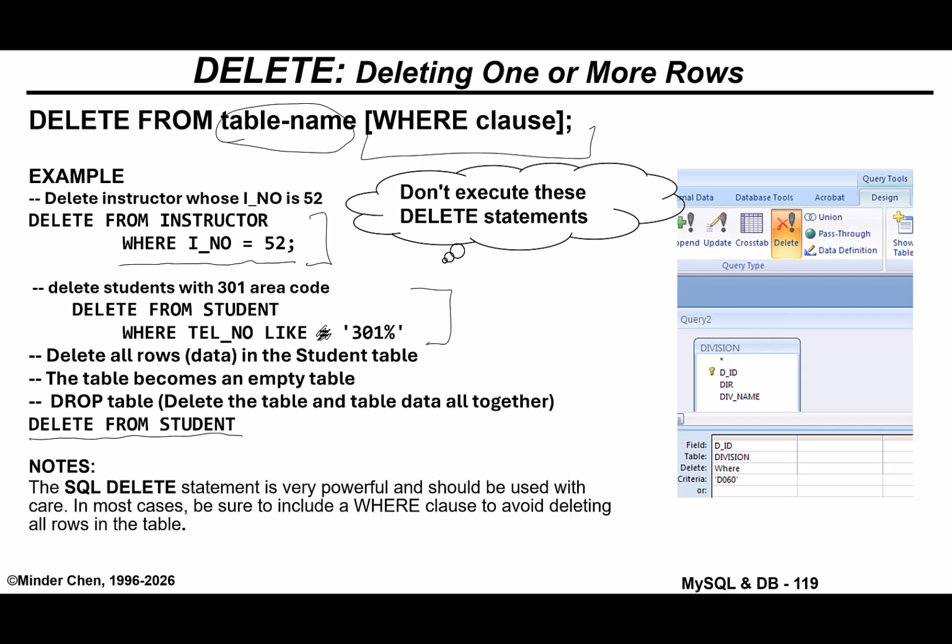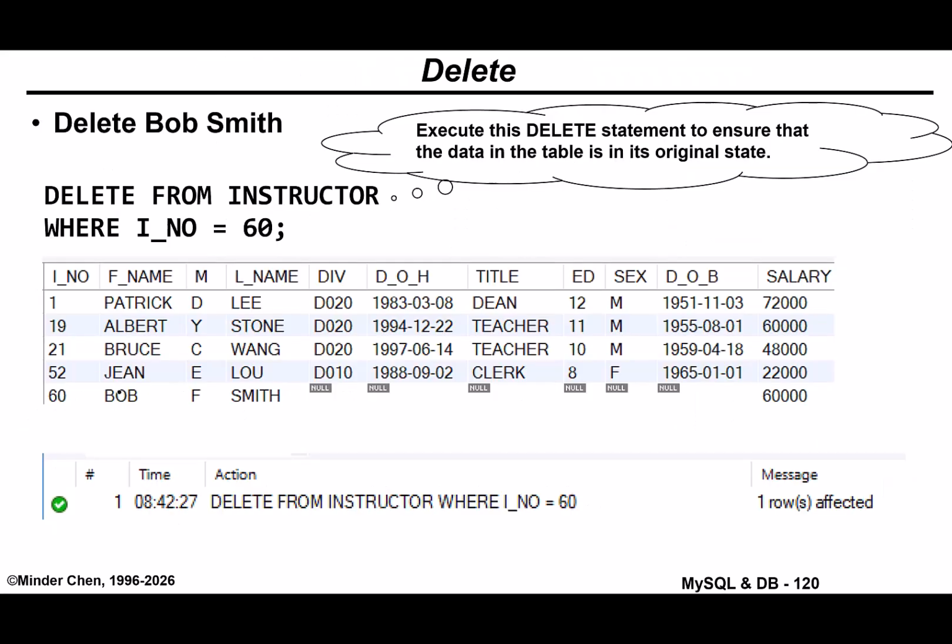When you delete from the student table, you're not deleting the table, you just delete all the rows in the table. The student table still exists. If you do want to remove the student table altogether, you have to use the drop table statement, which is a data definition language.